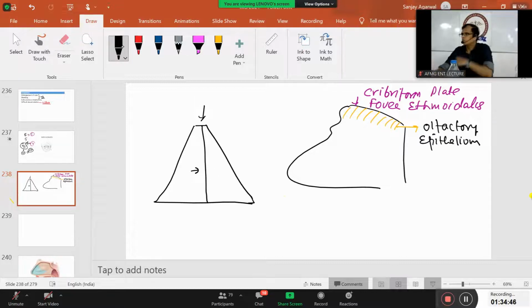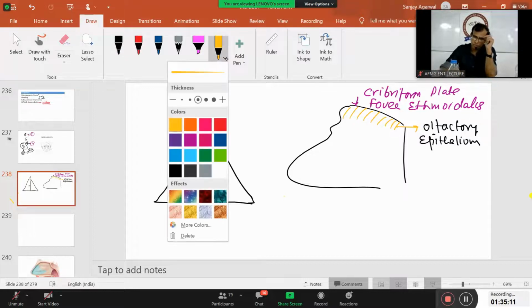We all know the roof of the nose has olfactory epithelium, the one that is responsible for the sense of smell. The olfactory work. We know this. Now, related to the roof of the nose, this is anatomy. There are 3 things you have to know. 3 things. Number 1, this is important.